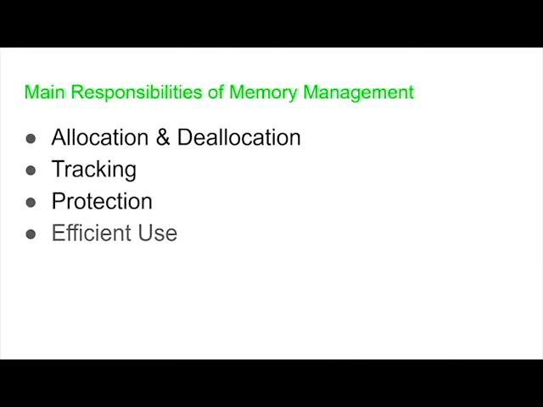The main responsibilities of memory management are allocation and deallocation, tracking, protection, and efficient use. For allocation and deallocation, it assigns memory when a process starts and frees it when it ends. For tracking, it keeps records of which memory locations are free or occupied. For protection, making sure one process doesn't override another's memory. For efficient use, maximize performance while avoiding waste.